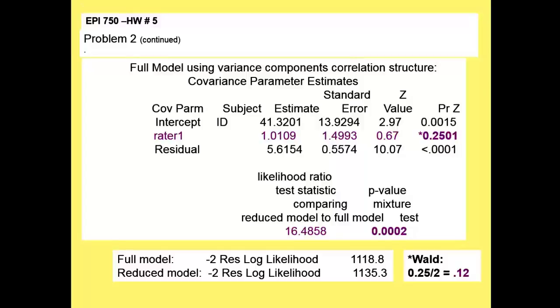Well, you do the one you want? No. You do the mixture test because theoretically that's been shown to be the better test. If you get different answers, you use the mixture test. And you're going to find the rater is significant.